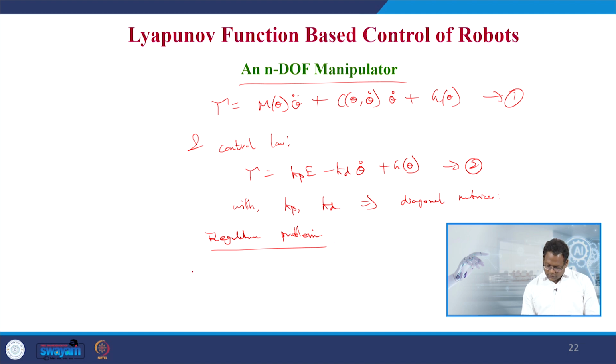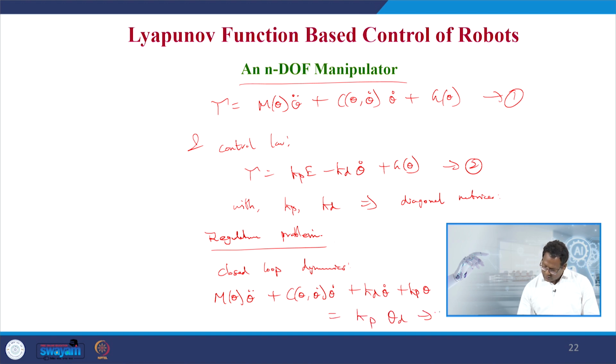So, in that case, substituting this control law 2 into the dynamic model will give the closed loop system dynamics given by M of theta into theta double dot plus C of theta comma theta dot into theta dot plus Kd into theta dot plus Kp into theta is equal to Kp into theta d, which is equation number 3.